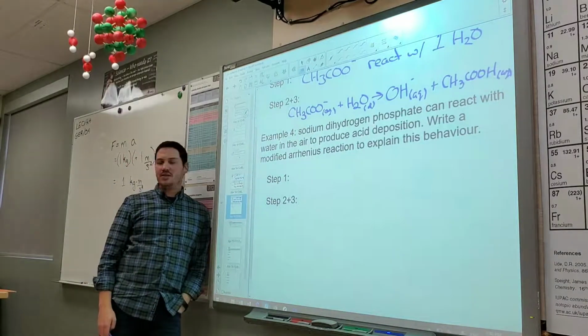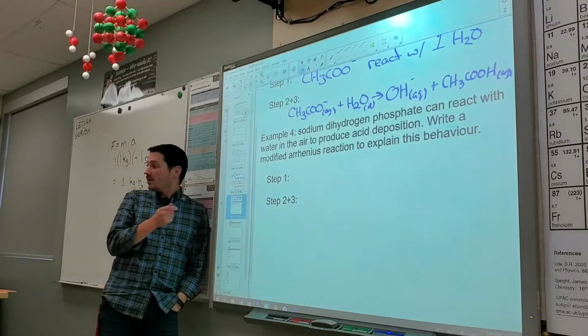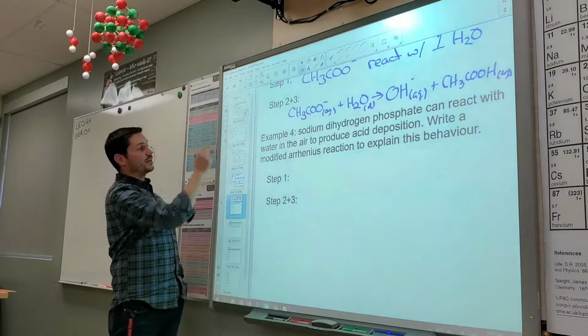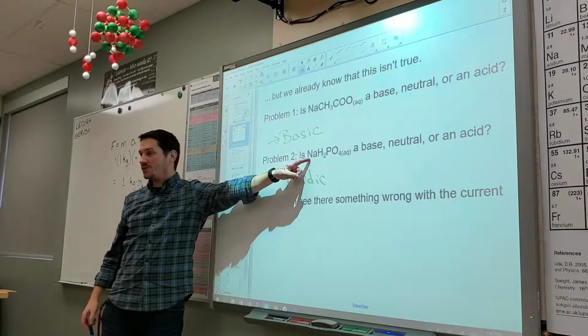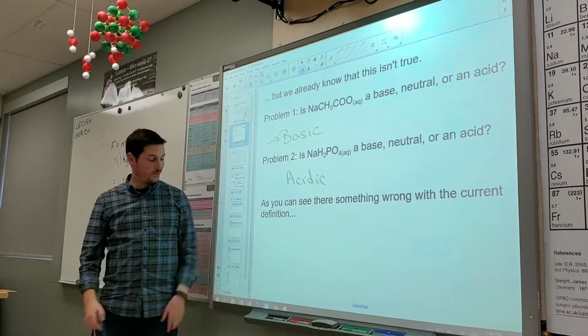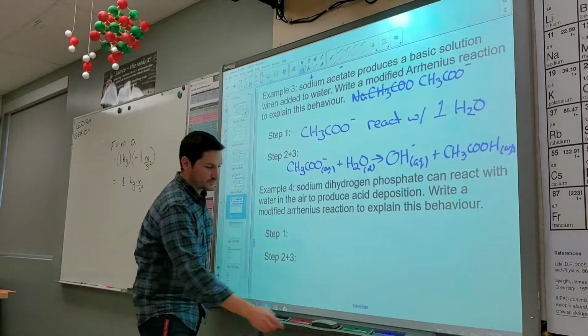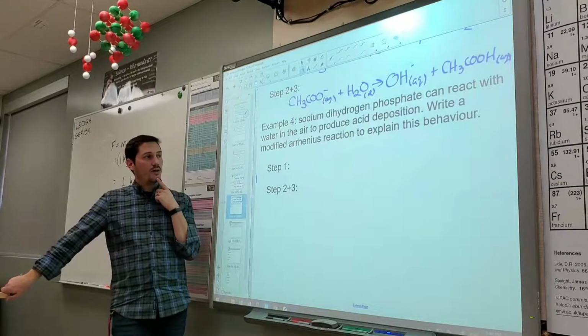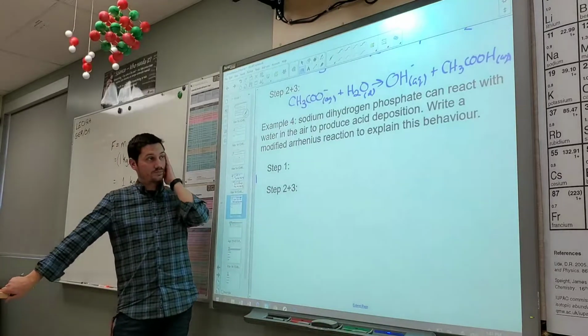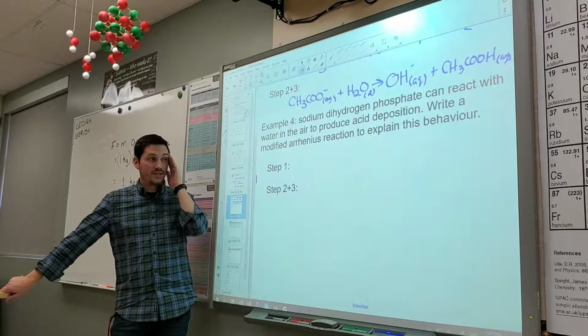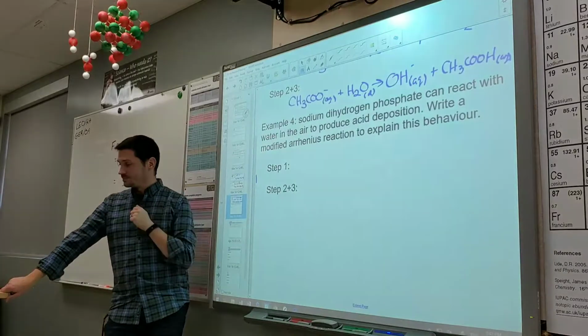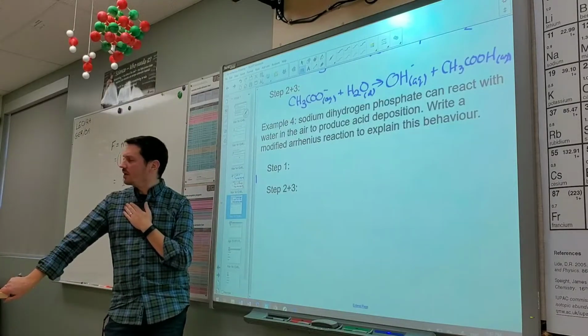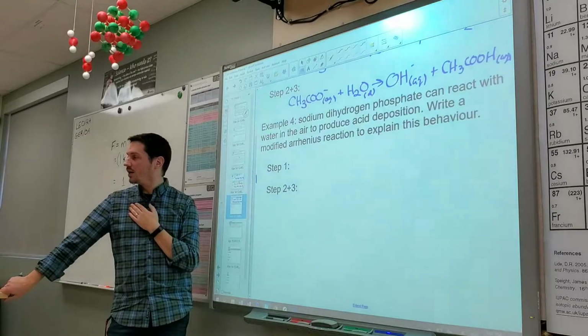Sodium dihydrogen phosphate. Remember, we talked about this earlier, right? What did I say sodium dihydrogen phosphate was? It was acidic, right? So sodium dihydrogen phosphate can react with water in the air to produce acid deposition. Write a modified Arrhenius reaction to explain this behavior. What is the formula for sodium dihydrogen phosphate?